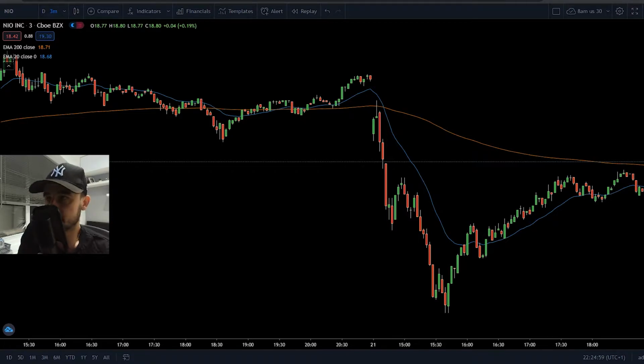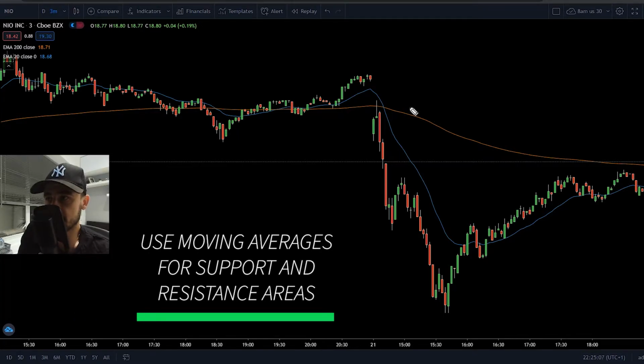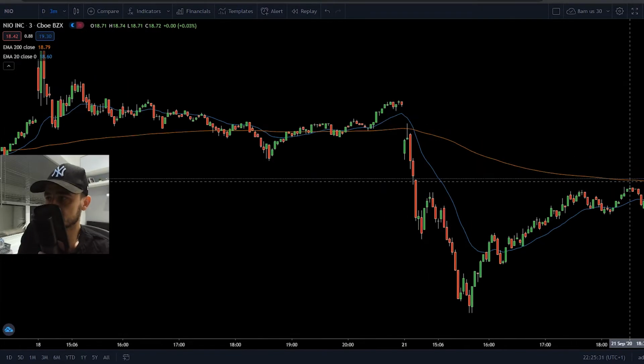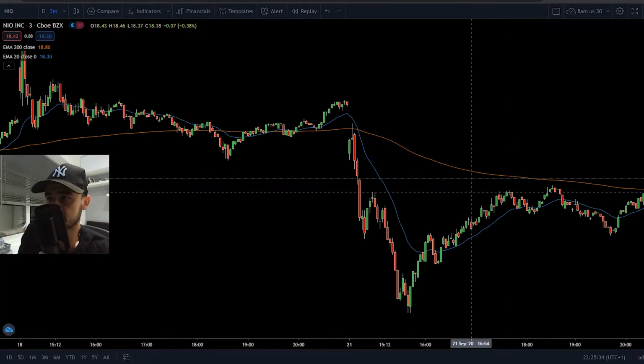And then the 200 is the main moving average we use for support and resistance areas. Especially when day trading, you're going to need these key moving averages. They act as a lot of support and resistance. So whenever price pulls towards the 20, if we're in a downtrend, as you can see, it gets rejected, and then a new trend begins. As you can see how it holds the 20 EMA. Support resistance areas.